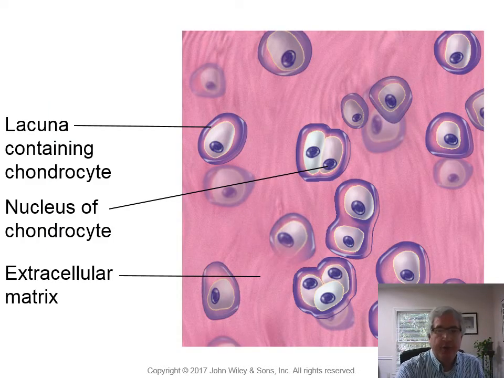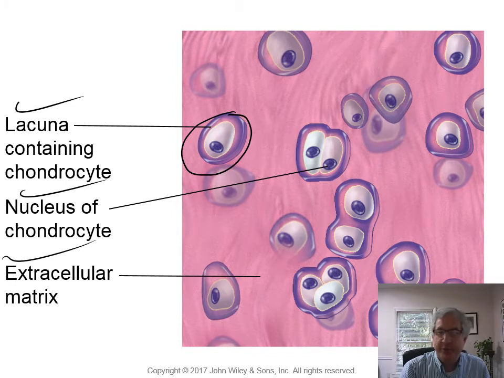So here's a diagram of the lacuna and a chondrocyte. Here's a lacuna with a chondrocyte in it. Here's the nucleus there, showing that. And this is all showing the extracellular matrix there. So, all right, next slide.